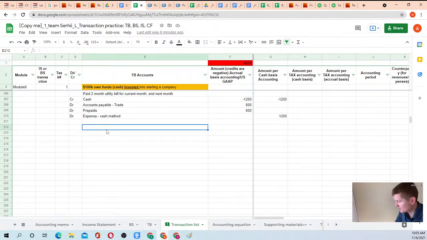Okay, so we sold services priced at $10,000 for a vehicle with a fair market value of $8,000.